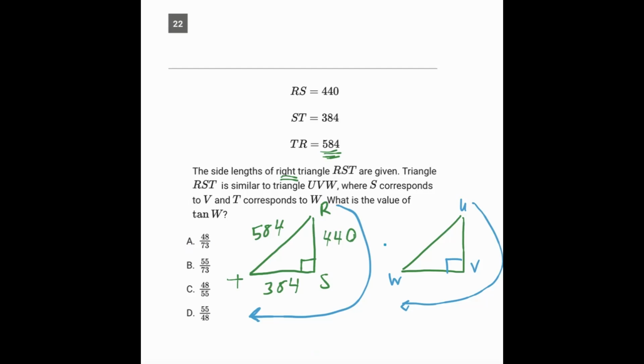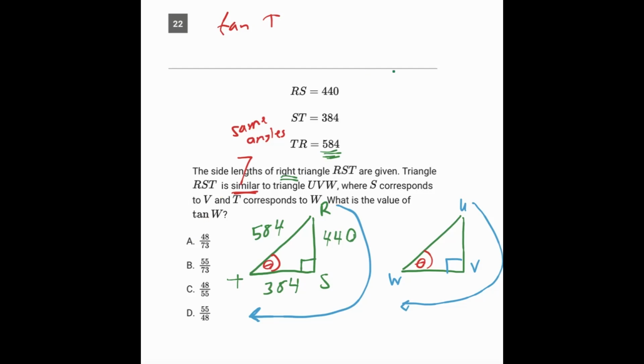What is the value of tan W? Well, we know that because these have the same angles, because that's what similar means. It means they have the same angles. That means that if someone's asking for the tan of W, they may as well be asking for the tan of T, because those are the same angles as one another. So let's find the tan of T.